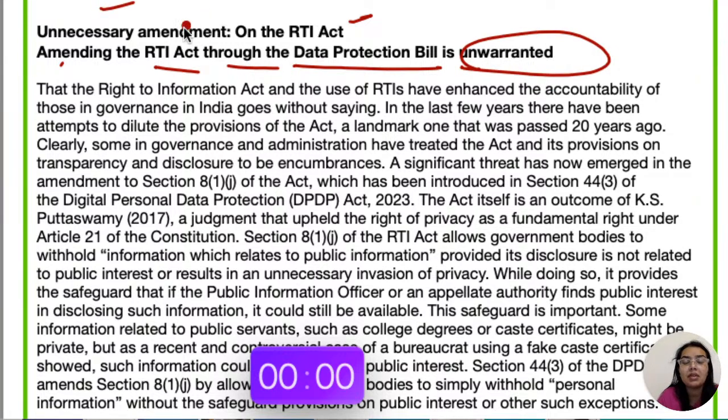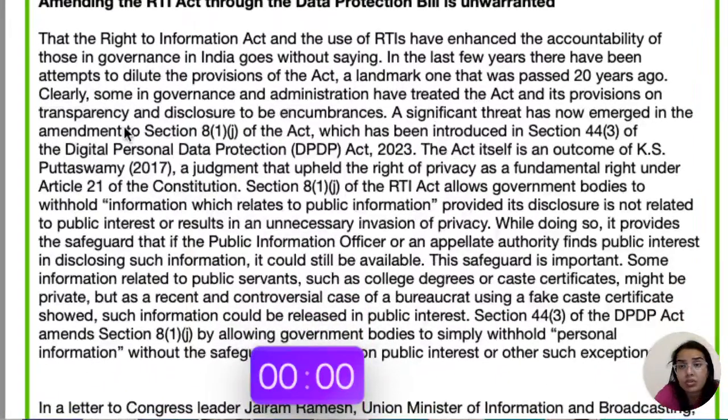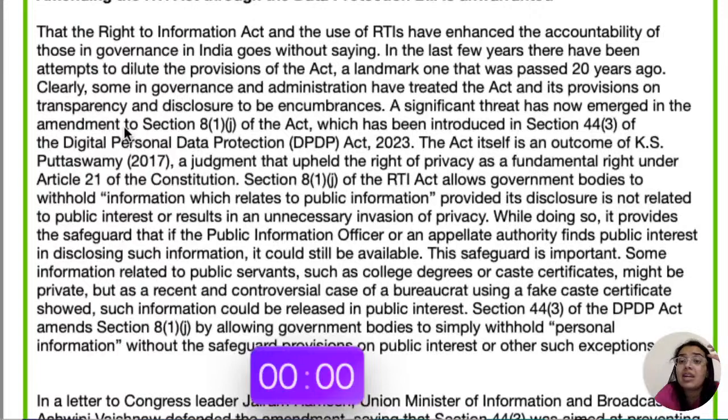Unwarranted is also something which is unnecessary, anything unjustified. So amending the act using this bill is not something that is justified. Maybe there was no need to do so, or maybe that wasn't the right way to do so. Now, interestingly, we have a sentence that starts with that. This happens very less. I'll get back to this format when I take the grammar section, when I'll ask some grammar things.